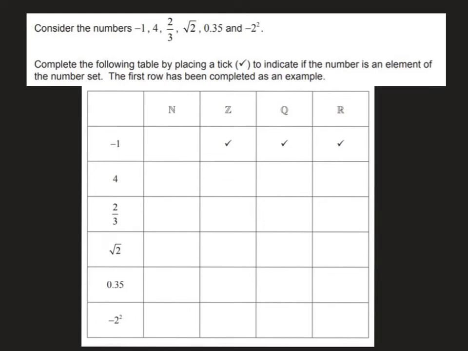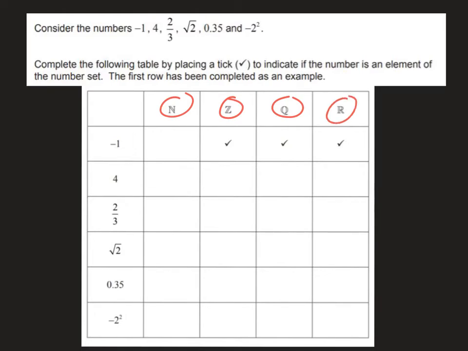Question 2 is looking at number sets. So the key here is to make sure we understand the definitions for each of these. Natural numbers are positive whole numbers. Z is integers, so whole numbers, but they can be negative. Q is rational numbers, so numbers that can be expressed as fractions, and R is a set of real numbers.